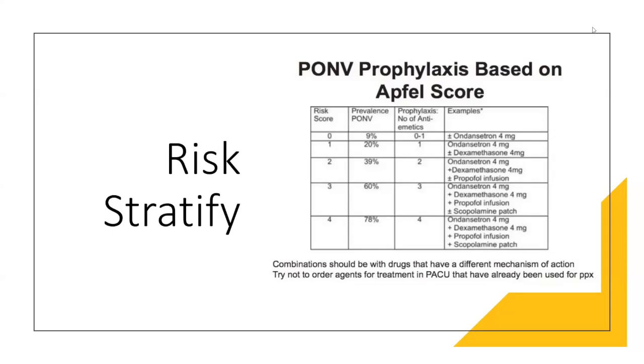If they then have 2 risk factors, they move up to about 40%, and then you need to give them 2 drugs, ondansetron and dexamethasone, and also consider plus or minus a propofol infusion. But we all remember that once they have 3, they're at a higher risk. For those you can give ondansetron, dexamethasone, a propofol infusion, plus or minus a scopolamine patch. This time it's no longer a plus or minus propofol infusion. You have to actually give them TIVA anesthesia.